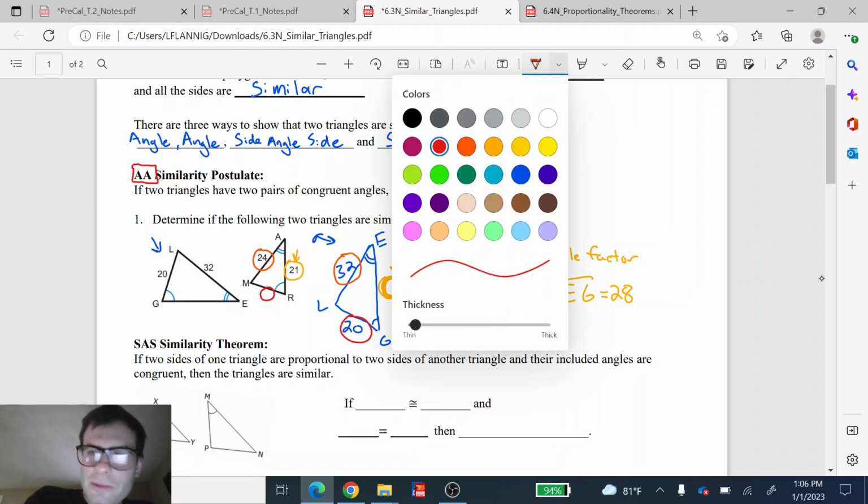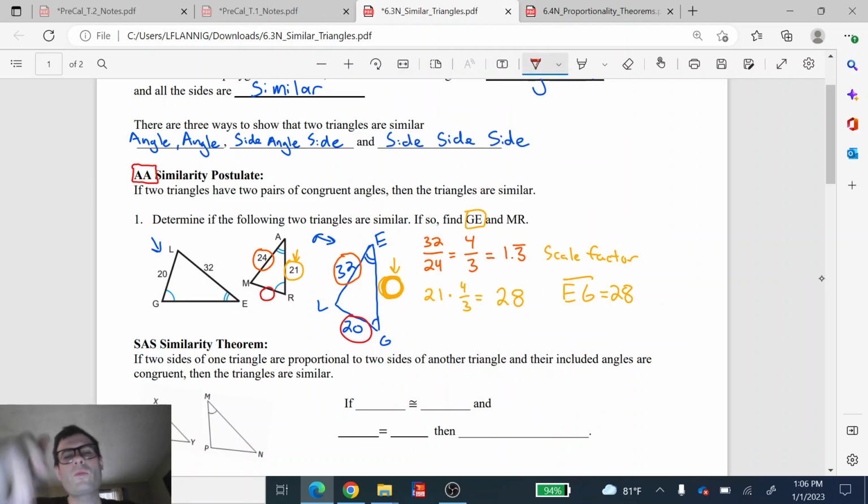Now we're going to do the red one. But this time, you don't have the smaller side. We have the bigger side already. So we're not going to multiply by 4/3. We're going to multiply it by the reciprocal 3/4. So we want to multiply by the reciprocal of the scale factor. That way it goes from big to small. Because 3/4 is less than 1.